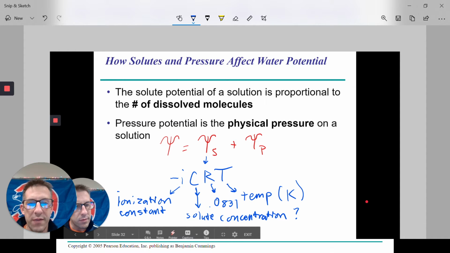So a majority of the things in this equation to figure out solute potential can be gotten really easily through simple measurement, like the temperature, or are already known, like the ionization constant and the gas law constant. And some things like the solute concentration might be a little bit more difficult to ascertain, okay? And they will be, at least in our lab when we do it, okay?